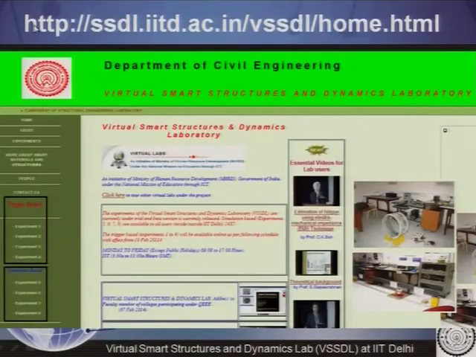So, when we click this link, ssdl.iitd.ac.in vssdl home, you will be prompted to this page. As I have told, there are 8 experiments, 4 trigger based experiments and next 4 simulation based experiments. So, you can see the list of these experiments here.